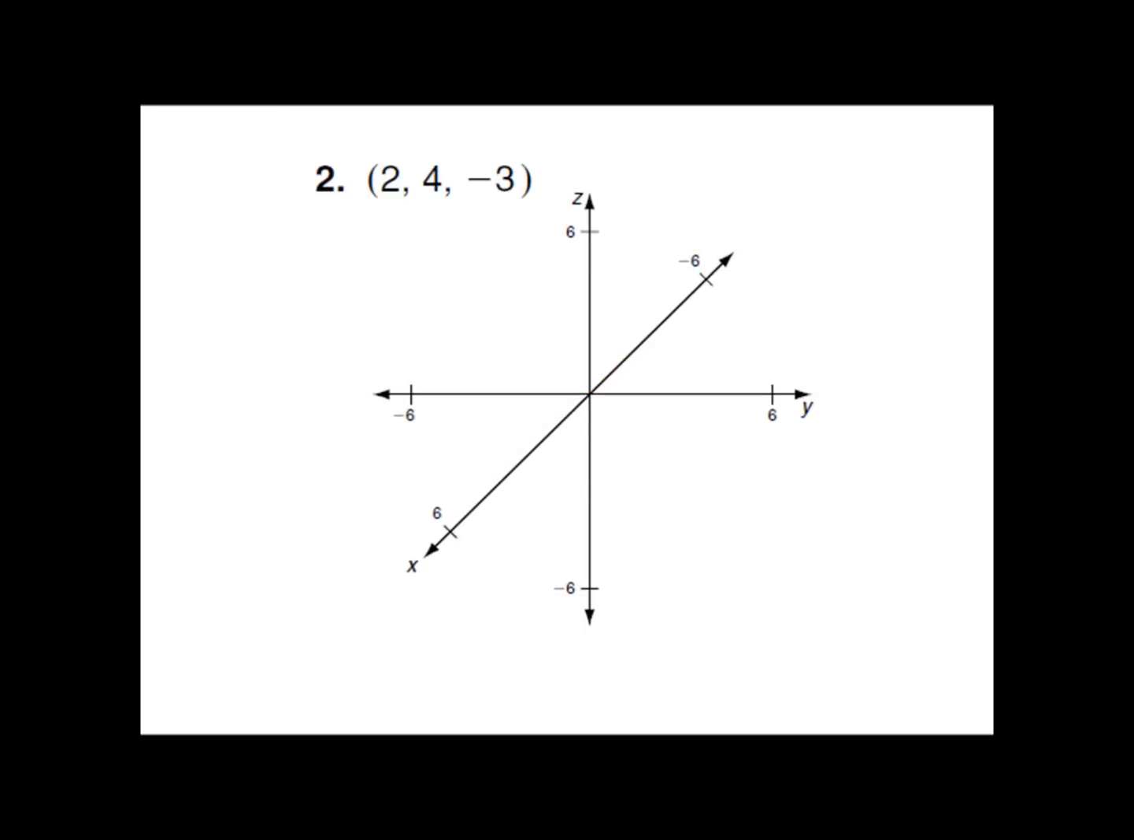Let's take a look at the point 2, 4, -3. We're going to move forward 2, we're going to move right 4, and now for a z-coordinate of -3, we're going to move down 3. So we've drawn the path and we've marked the point.